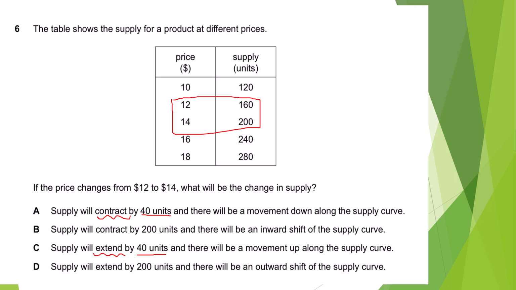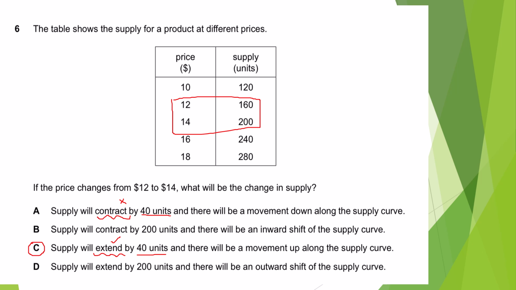Now, we need to see whether it is contracting or extending. Here we can see that the supply is increasing. When it is increasing, it is extending, not contracting. So yes, C would be the correct answer for this MCQ. I hope that you are understanding this concept.